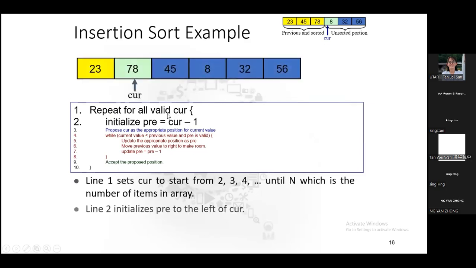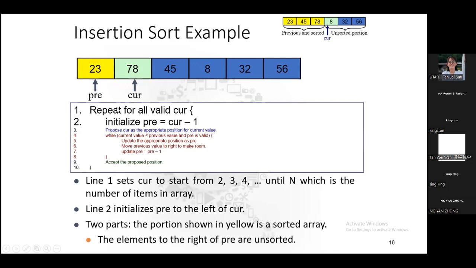Okay, so this one, we follow the pseudocode that repeats for all valid current. Initialize pre equals current minus 1. So this is the current that we set, and we initialize the previous to be current minus 1.